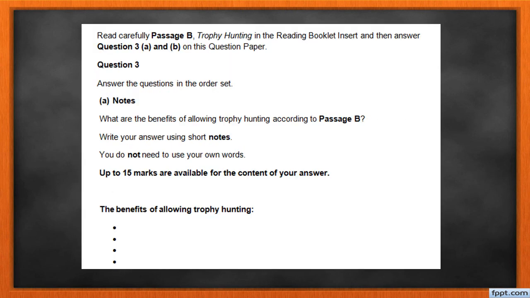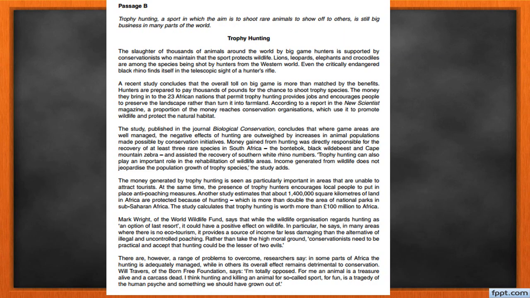So if I was looking at part A first of all, and I'm going to the question, I've got my highlighter ready, I need to focus in on this part of it. What are the benefits of allowing trophy hunting? So I've looked at that question and that's giving me the focus to allow me to read. So here is the text, and I've got my highlighter ready, and I'm going to be scanning through it, trying to pick out anything that's going to tell me the advantages, the benefits of trophy hunting.